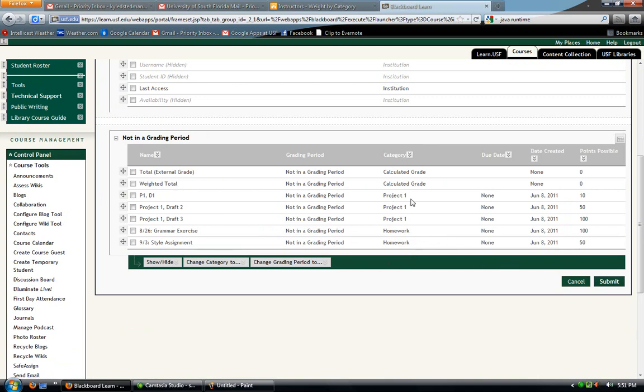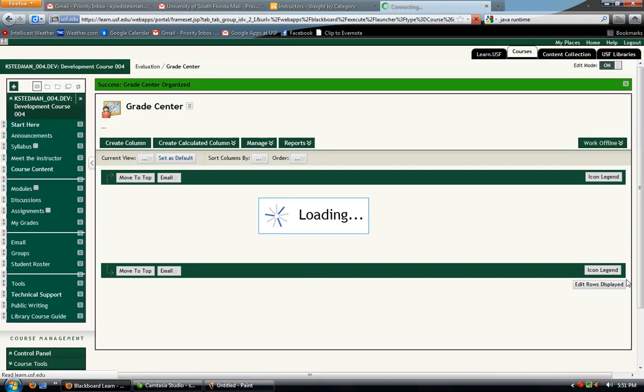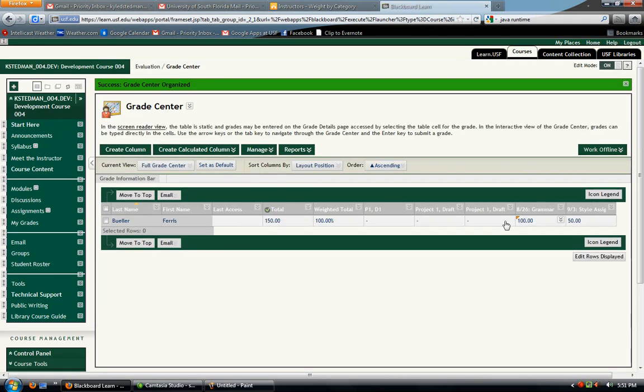I can see the category here. All my project ones are together. All my homeworks are together. Excellent. That's really an aesthetic thing, right? It doesn't affect the actual grading at all. Well, let's say for the first draft, it's a completion grade. Let's say Ferris did it, so I'm going to give Ferris a full 10 points.